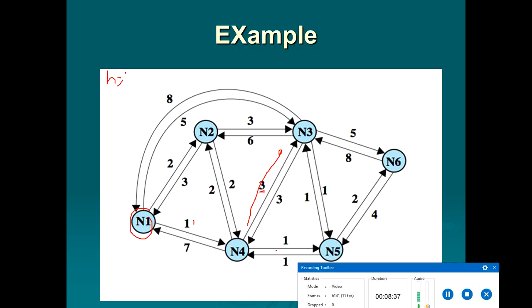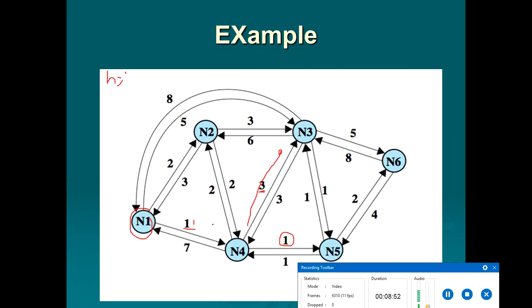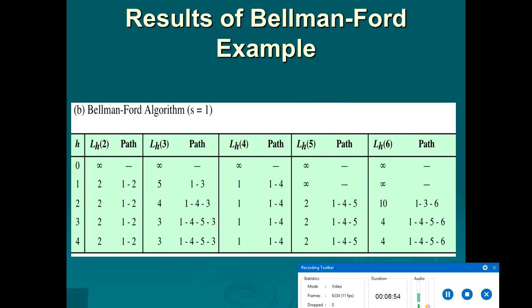At the same time, node 4 also says that I am connected to 5 and I can reach 5 at a cost of 1. And we already know that the cost of reaching n4 is 1. So we update the table that we can reach node n5 at a cost of 2 and the path is 1, 4 and 5.